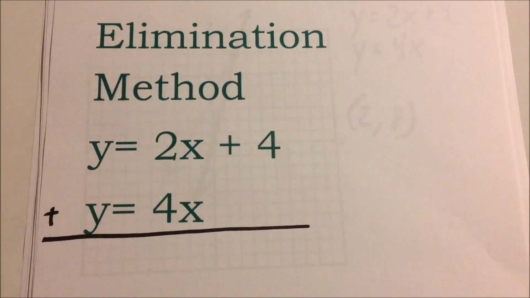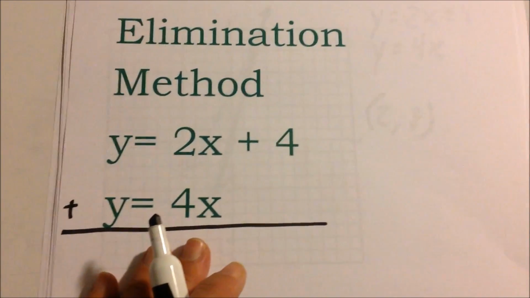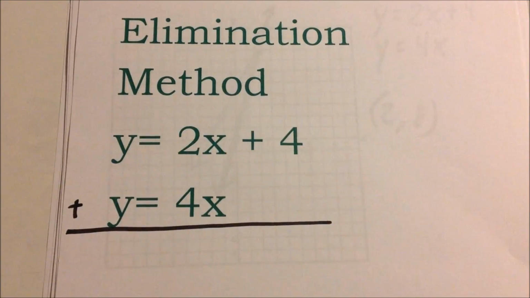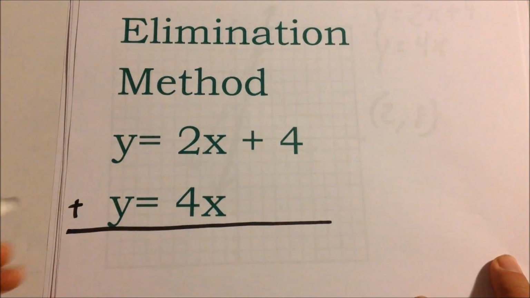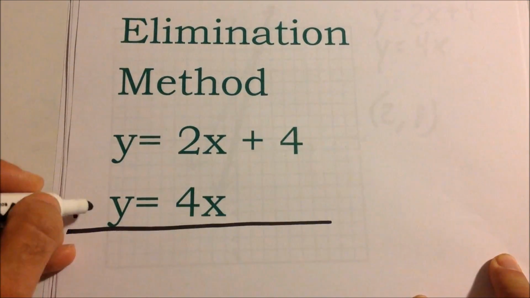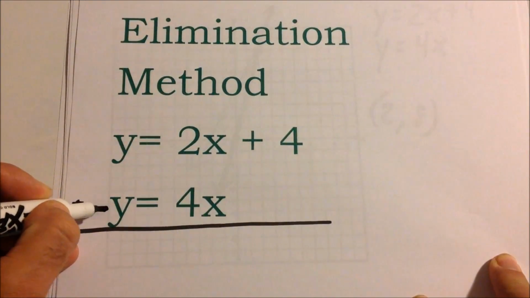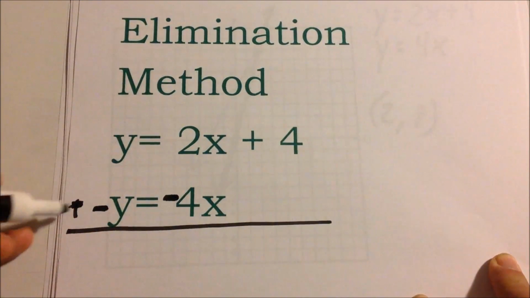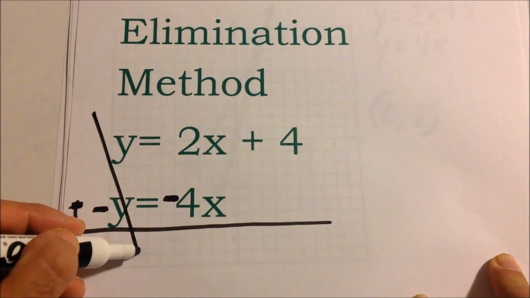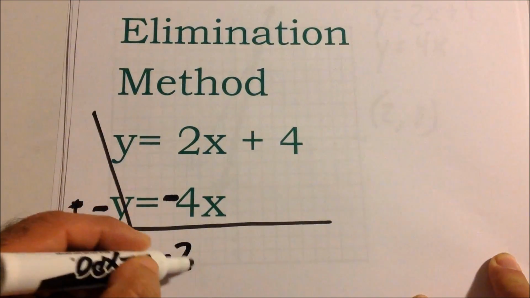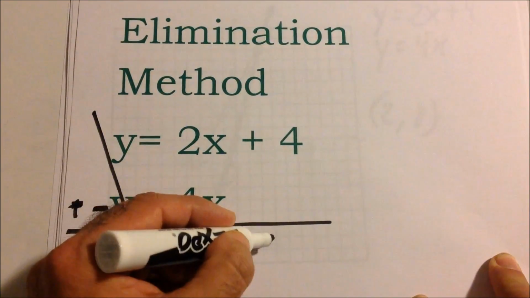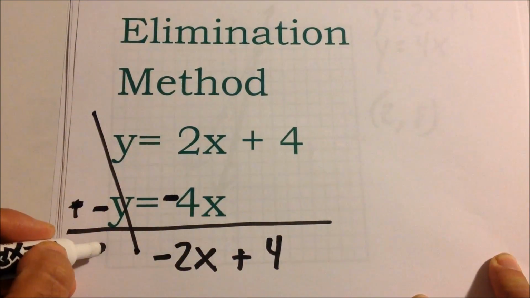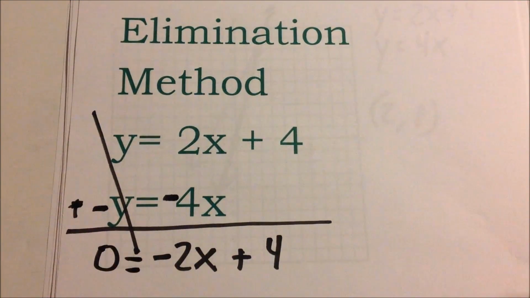But if we add them, we won't eliminate anything, because y plus y is 2y. That doesn't help us. But what we can do is if we change the y to negative, we'll have to change everything to negative. Now y plus negative y cancels out. So we're left with negative 2x plus 4. So we have 0 equals negative 2x plus 4, because they cancel each other out.